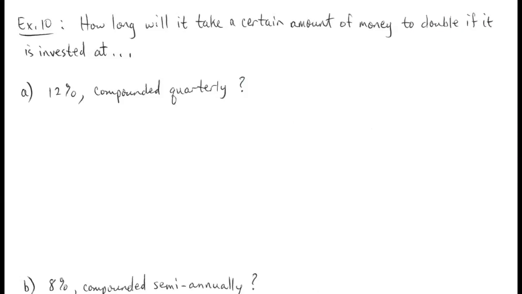So for example number 10, we want to know how long it's going to take a certain amount of money to double if it is invested at various annual nominal percentage rates compounded over various times per year. And so example A here says that the annual or nominal interest rate is going to be 12%, and we want to compound quarterly, which means we want to compound 4 times per year.